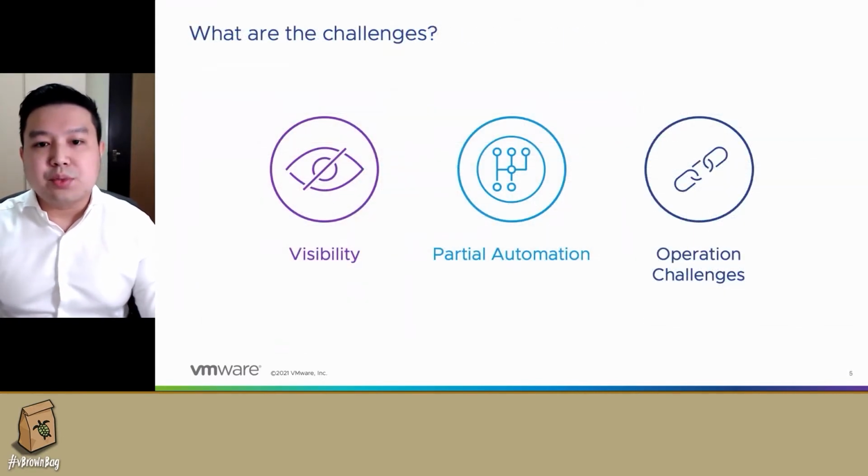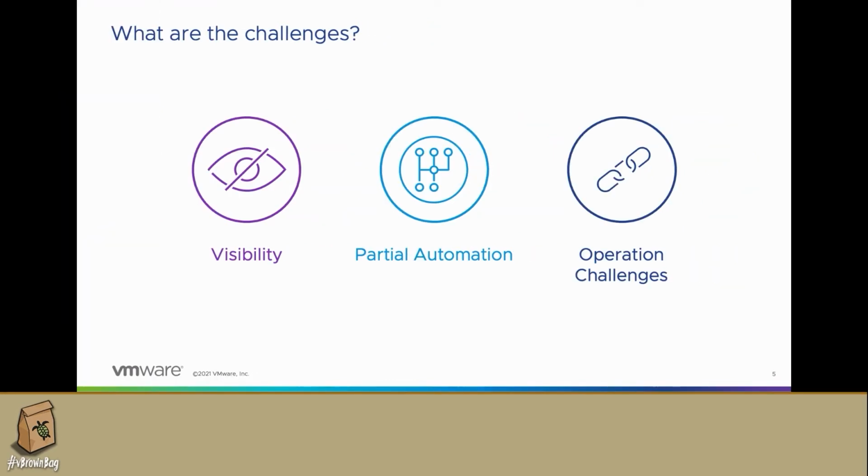There are three challenges when it comes to operating the infrastructure around a Kubernetes setup. One is visibility, second is partial automation, and third is the challenges from an operational perspective. So let's go deep dive into the details.